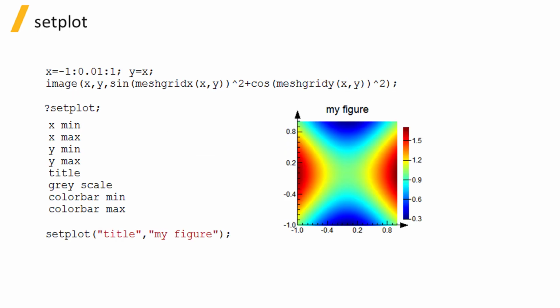You can set additional properties of a plot using the setPlot command. If you're not sure about the names of the properties, use a question mark before setPlot. Then all available plot properties associated with the current plot will be displayed in the script prompt. The following script will set the title of the plot.